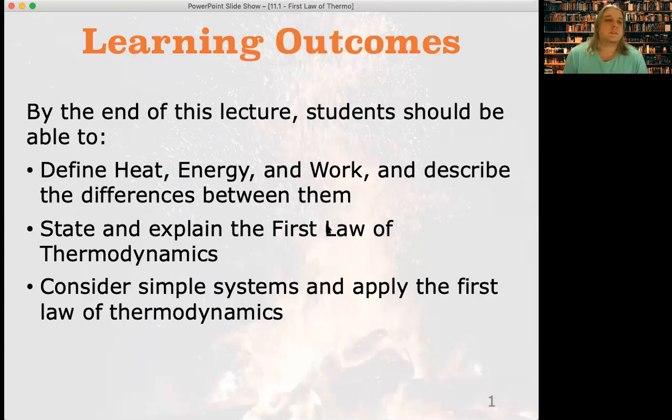Outcomes for this topic are to be able to define heat, energy, and work. We've met all of these terms before, but we just really want to talk about them in the context of these thermodynamic problems. State and explain the first law of thermodynamics, and be able to consider simple systems and apply the first law of thermodynamics.